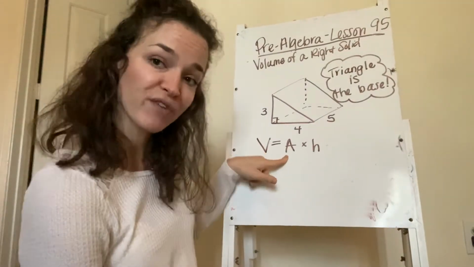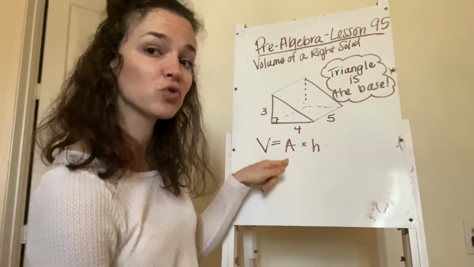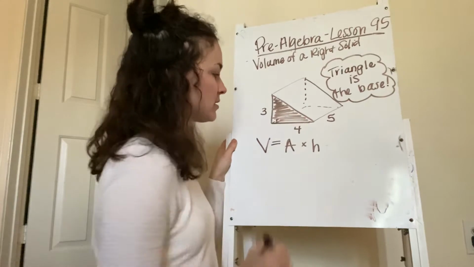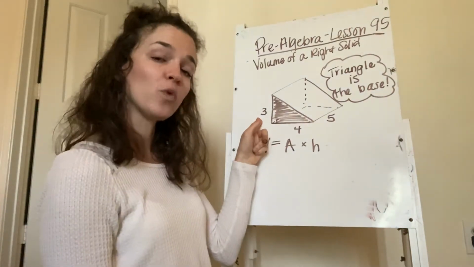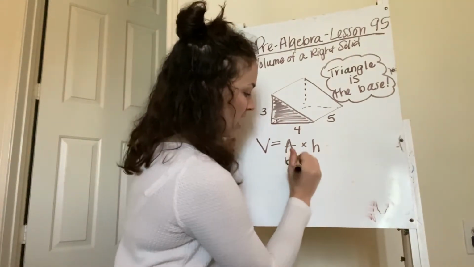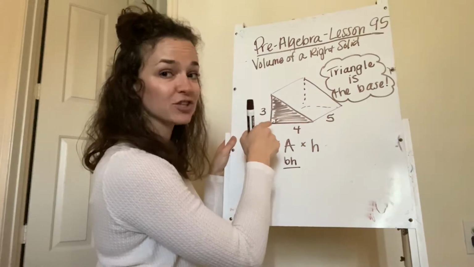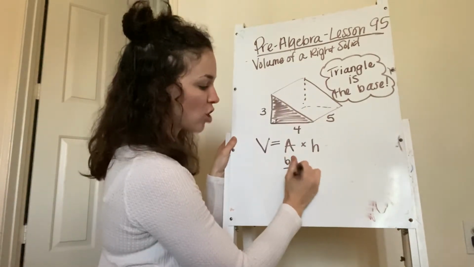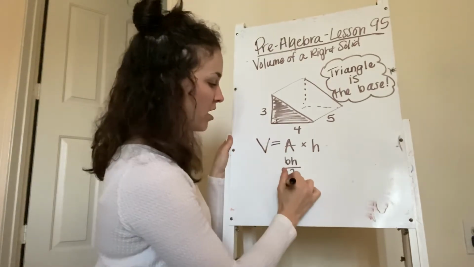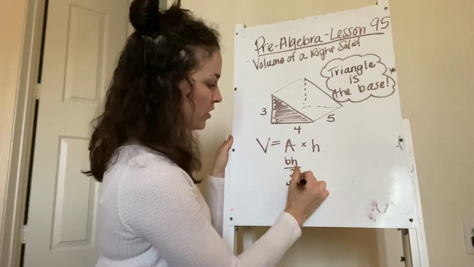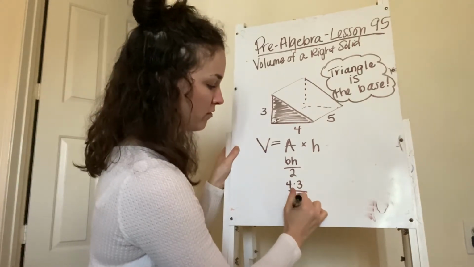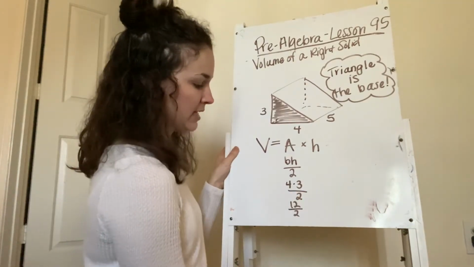That means when we're finding the area of the base, we're finding the area of the triangle. I'm gonna shade that in a little bit just so that it's clear that that is the base. To find the area of a triangle, we have to remember to use the proper formula. Area of a triangle is base times height, and then remember that a triangle is actually half of a full rectangle. So it's always base times height divided by 2. Let's plug those values in. We've got a base of 4, a height of 3, and then we're gonna divide that by 2. So 4 times 3 is 12, and 12 divided by 2 is gonna give me 6.